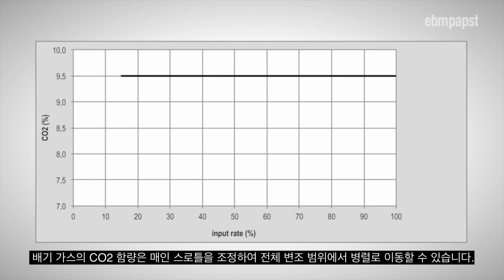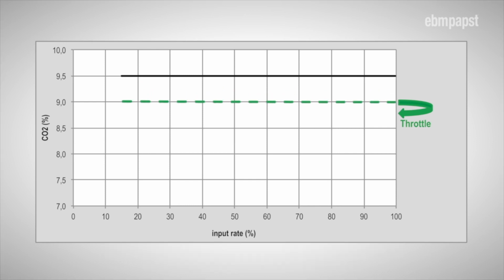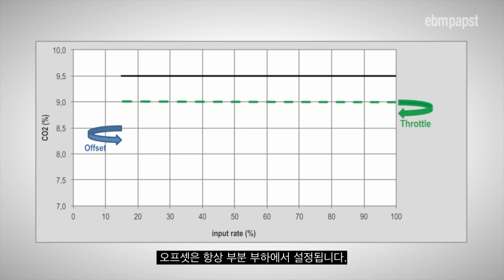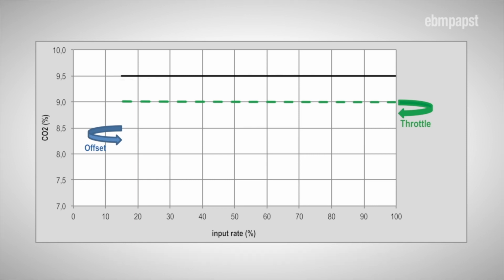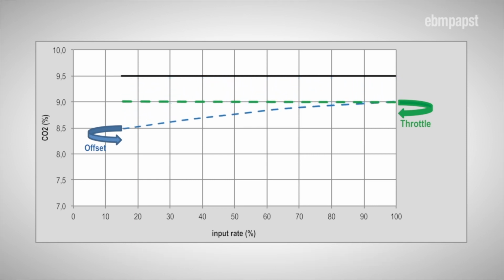The CO2 content of the exhaust gas can be shifted in parallel over the entire modulation range by adjusting the main injection throttle. Turning the screw clockwise moves the CO2 curve downwards. This setting is always made at full load. The offset is always set at part load. In this case, the offset screw is turned counterclockwise to the left. This moves the curve downwards in the part load range.